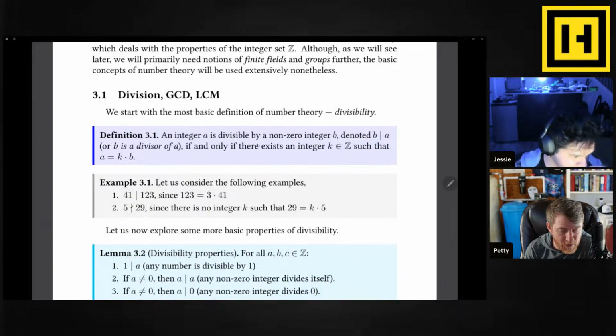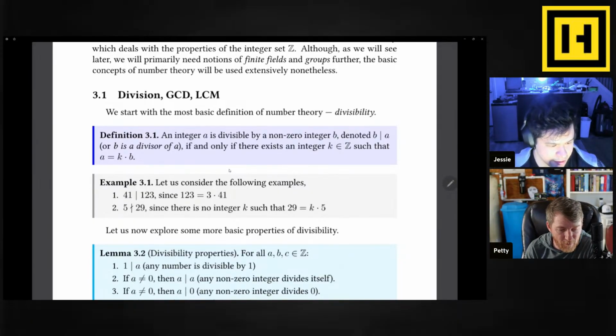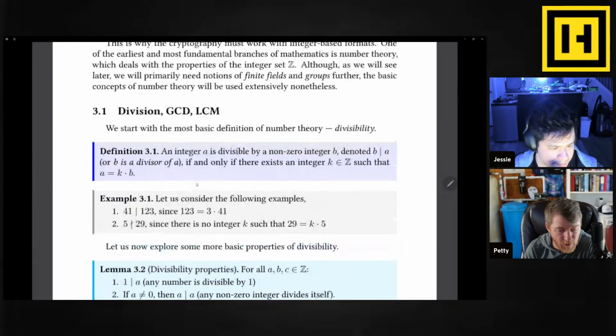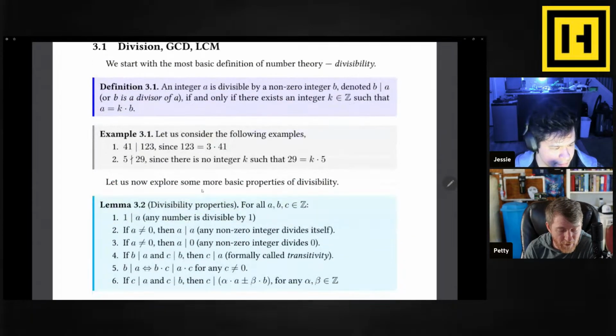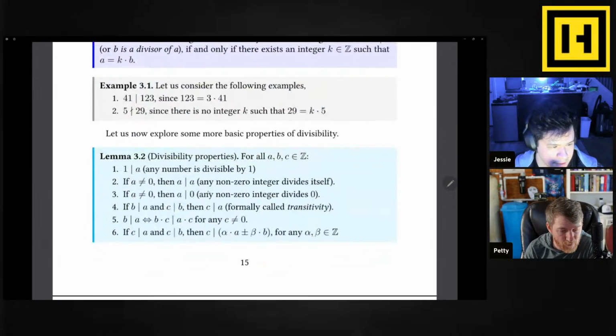Example 3, let's consider the following example. 41 | 123, since 123 is equal to 3 times 41. And then 5 does not divide 29, so you read it as 5 is not a divisor. 41 is a divisor of 123. 5 is not a divisor of 29, since there's no integer K such that 29 is equal to K times 5. That makes sense? I'd never seen the shorthand for that, though. Yeah, me neither. I didn't know that.